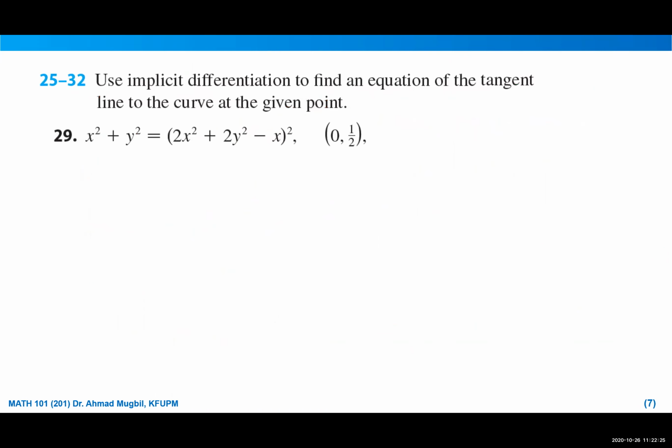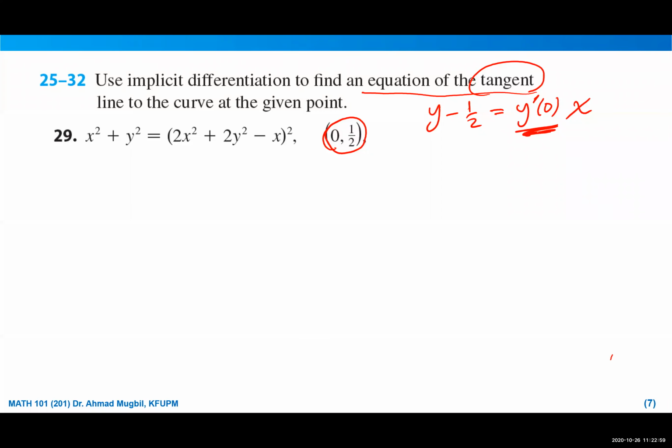Let's go to the next one. Use implicit differentiation to find the equation for the tangent line for this curve. Again, guys, to do that, you need to differentiate both sides. But by the way, when you want to find the tangent equation, you need y minus y at this point. So it will be y minus a half equals the derivative at 0 times x minus 0. So we need just to find the derivative at 0.